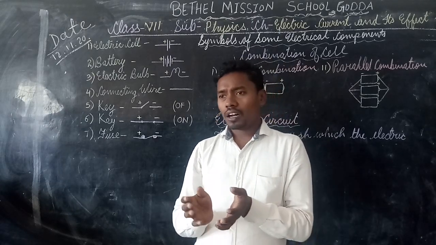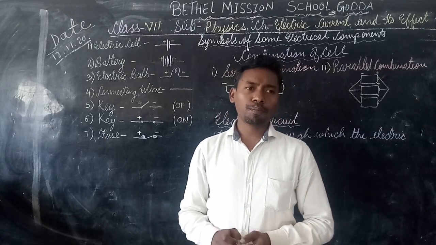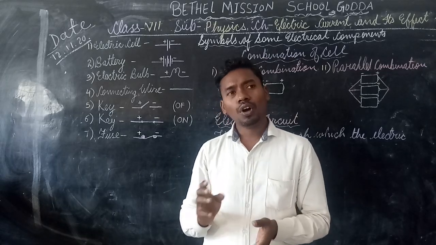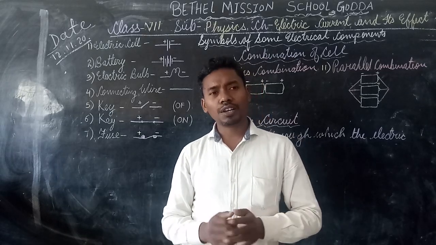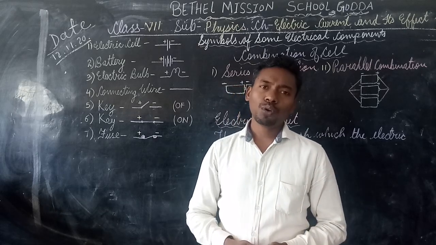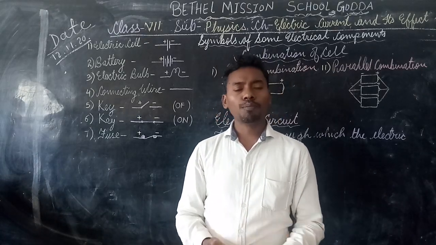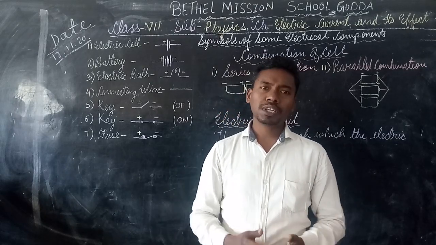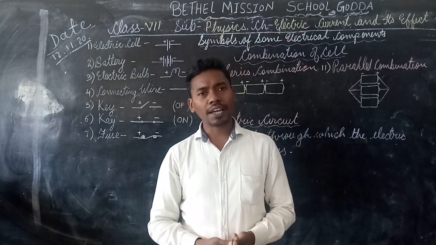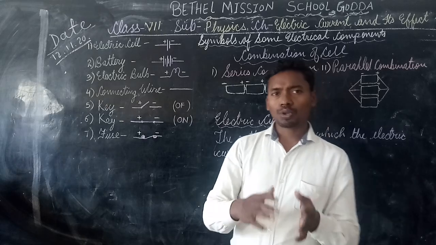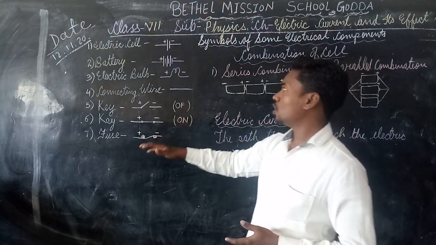when we are to put them on a piece of paper, it is not easy for us to draw each and every component. So what do we do? We use certain symbols in order to express that particular electric appliance or device. Okay, so here are some of the symbols.